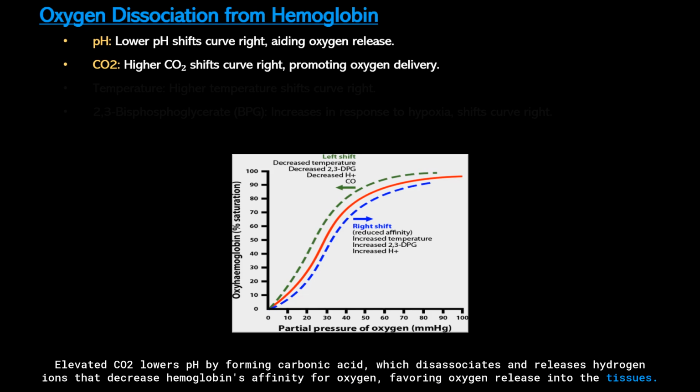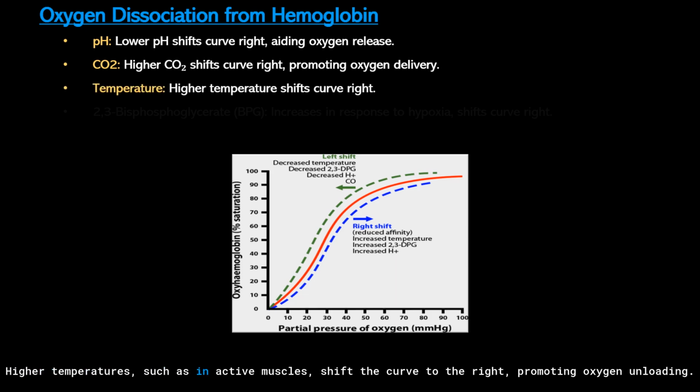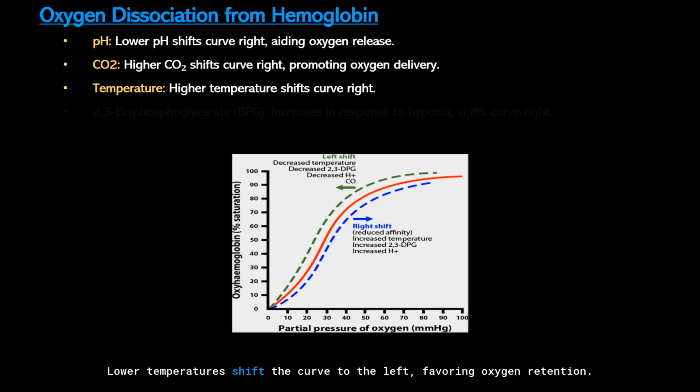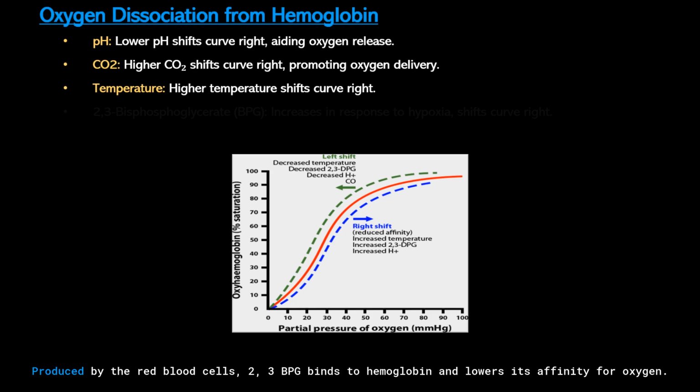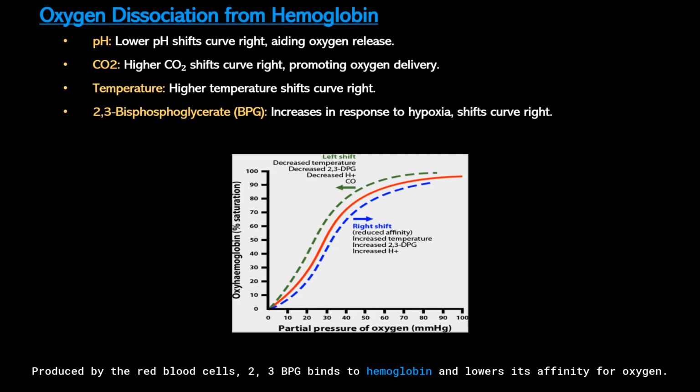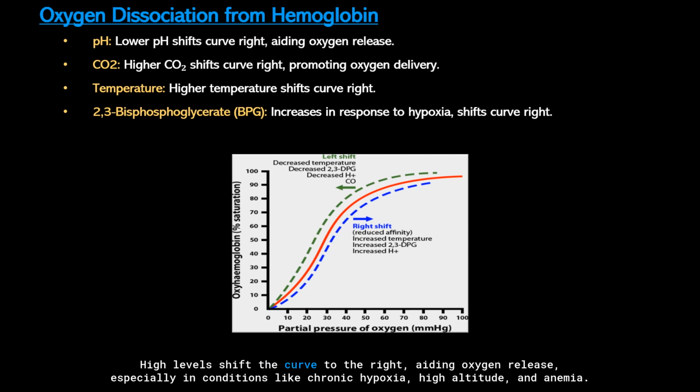Higher temperatures, such as in active muscles, shift the curve to the right, promoting oxygen unloading. Lower temperatures shift the curve to the left, favoring oxygen retention. Produced by the red blood cells, 2,3-BPG binds to hemoglobin and lowers its affinity for oxygen. High levels shift the curve to the right, aiding oxygen release, especially in conditions like chronic hypoxia, high altitude, and anemia.